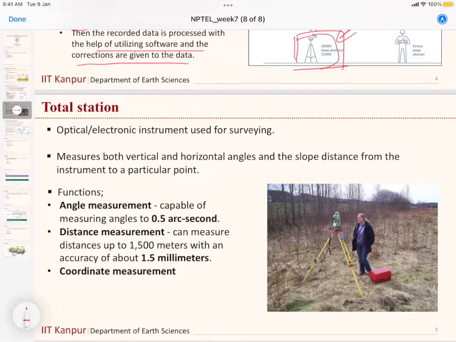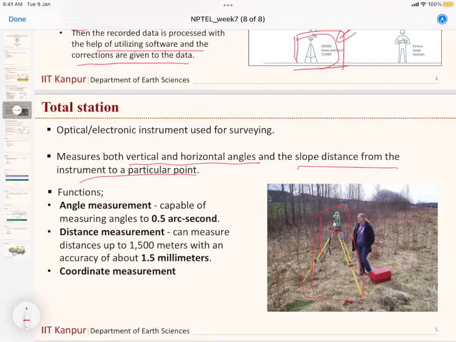So in this method, it is an optical electronic instrument used for surveying. The instrument that you can see over here is the major instrument. It is based on optical and electronic instrument technology. Another added feature it has is that it can measure vertical and horizontal angles. Apart from that, it also measures the slope distance from the instrument to a particular point that you want to measure.